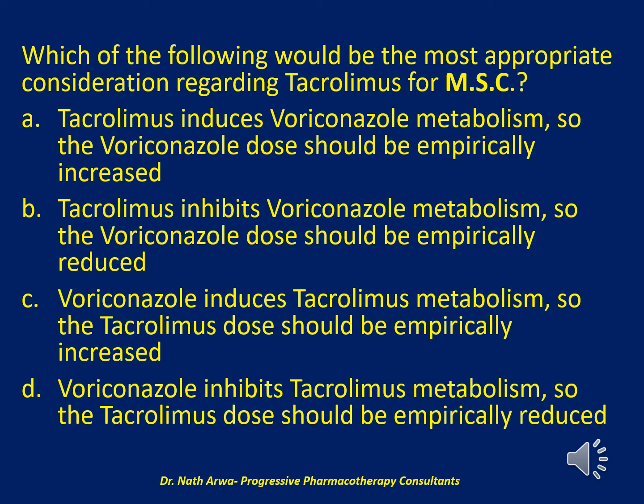Would it be A. Tacrolimus induces voriconazole metabolism, so the voriconazole dose should be empirically increased, or B. Tacrolimus inhibits voriconazole metabolism, so the voriconazole dose should be empirically reduced, or C. Voriconazole induces tacrolimus metabolism, so the tacrolimus dose should be empirically increased, or would it be D. Voriconazole inhibits tacrolimus metabolism, so the tacrolimus dose should be empirically reduced. I will give you 10 seconds to choose the correct answer to this question from the listed options.